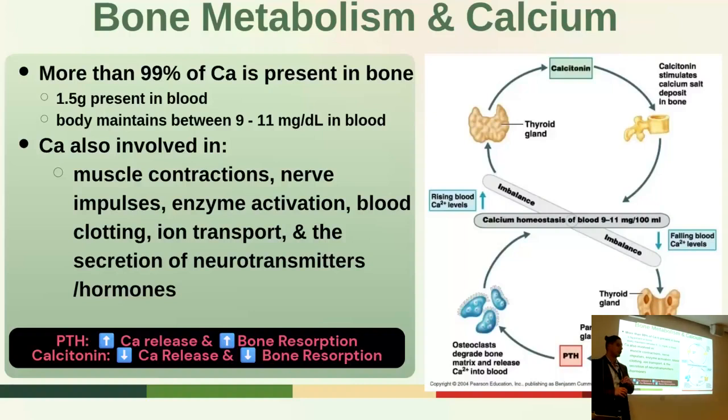So as it says here, we're looking at trying to maintain between around 9 to 11 milligrams per deciliter. So in order to do that, we've got to manage bone metabolism and calcium levels along with phosphate levels in our blood. And the way your body does that is via a couple of different methods, okay? So the first one I'm going to mention here is something called parathyroid hormone.